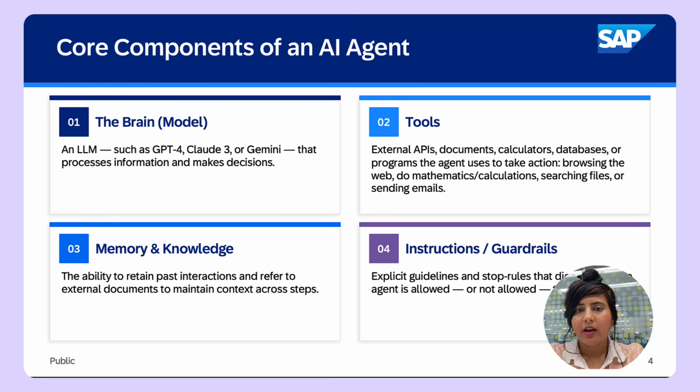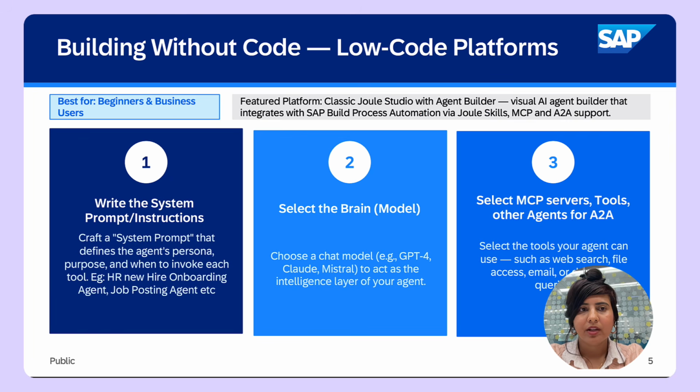equipping an AI agent with an LLM and tools is not sufficient. We should put guardrails in place so that the agent behavior is well defined. It knows what is allowed and what is not allowed to do.